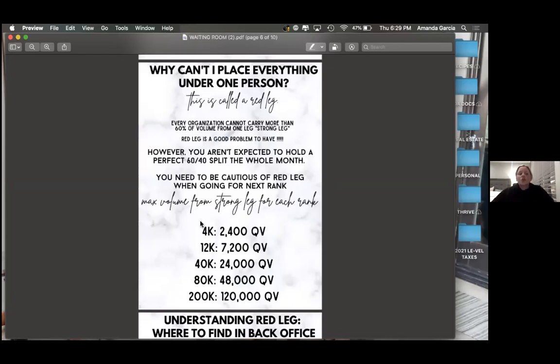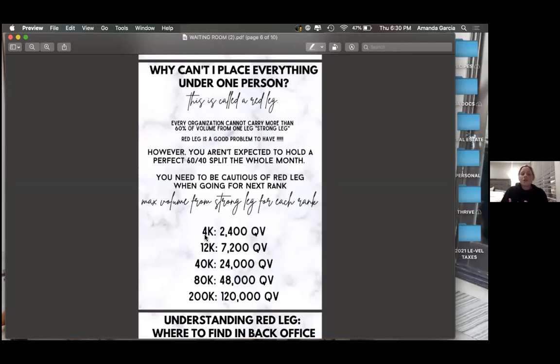So this down here will show, like, for 4K, your strong leg can't hold more than 2,400, for 12K, 7,200. That doesn't mean that they can't hold it, and it's still there. You just haven't accrued it yet. So when you're going for a rank, say you're going for 4K and you have $500 in volume and someone underneath you has 2,600, you're only going to be holding that 2,400 in volume. So you're going to be sitting at 2,900 until you accrue that other volume outside of that strong leg.